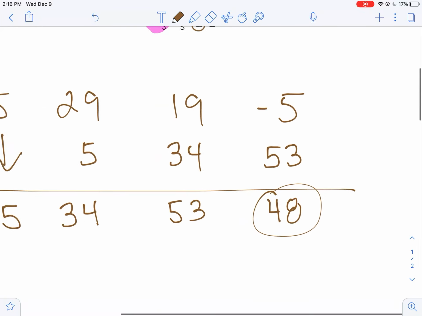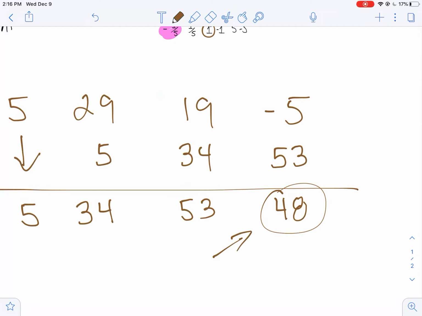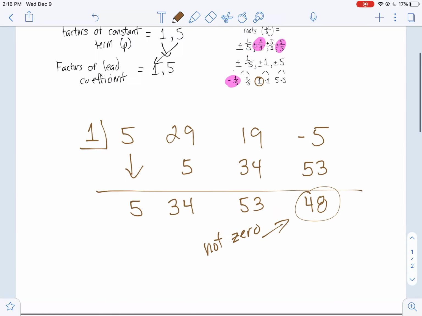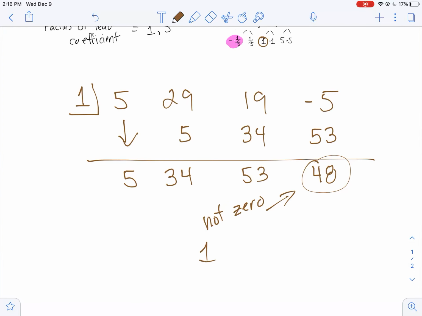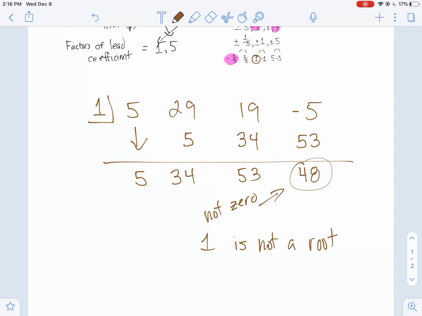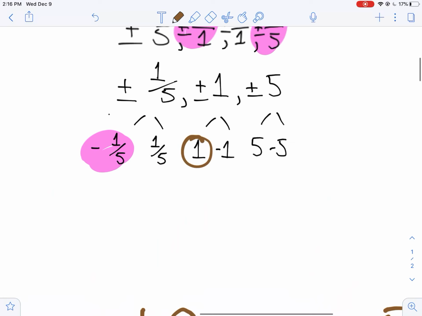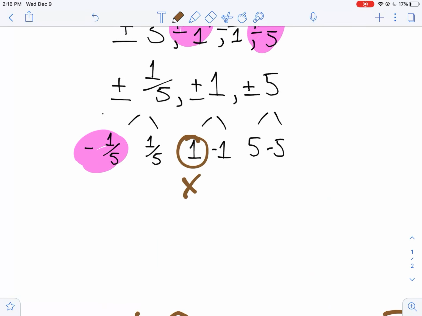What does that mean? This would technically be my remainder. This is not 0. We want it to equal 0. Since this is not 0, what that tells me is 1 is not a root. Okay? So we know 1's not a root. Let's try another one here.